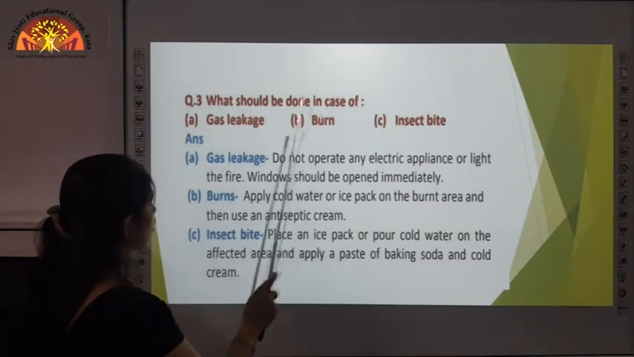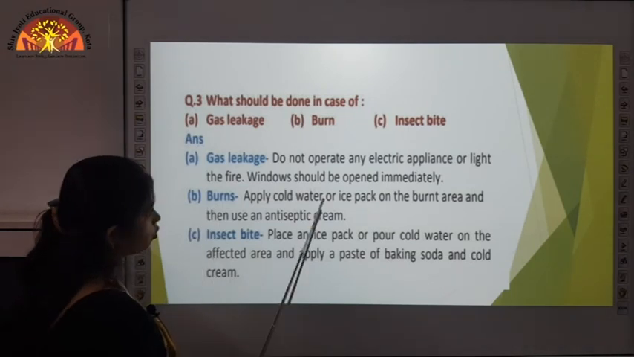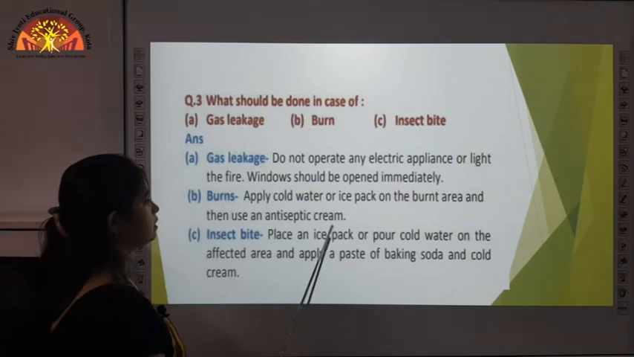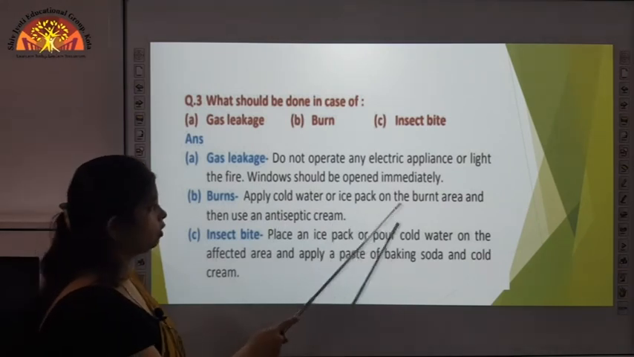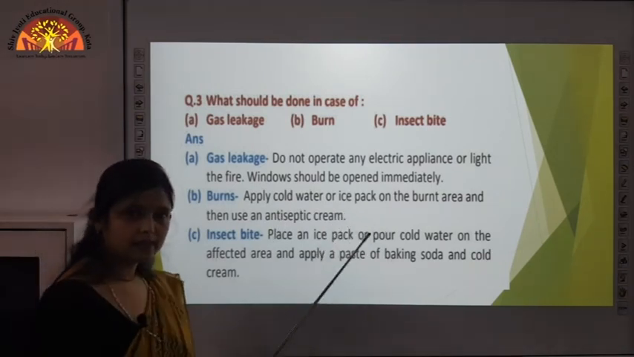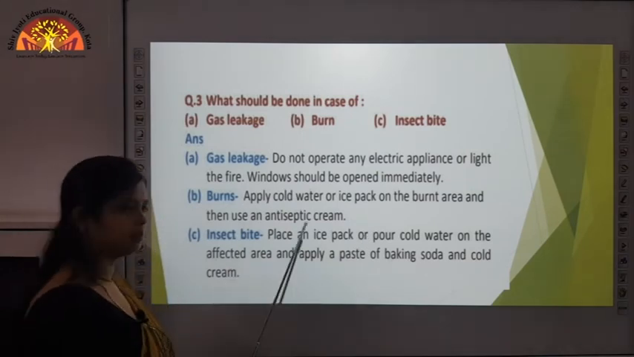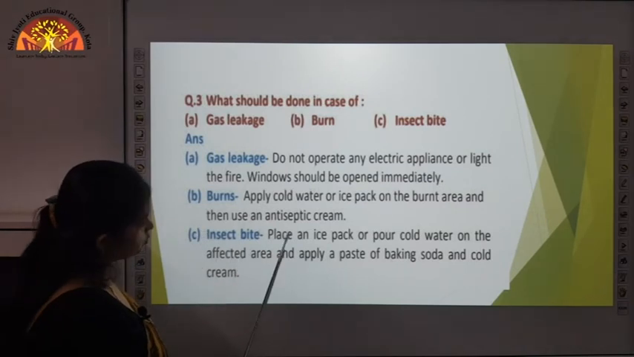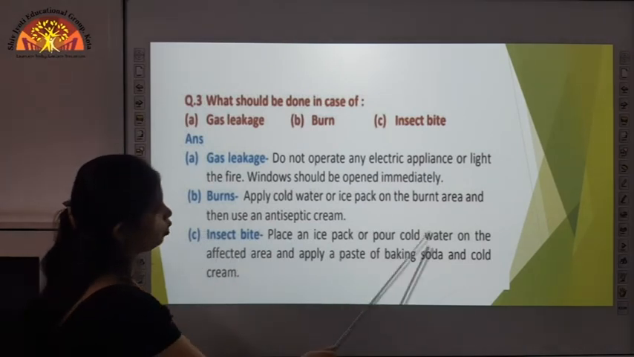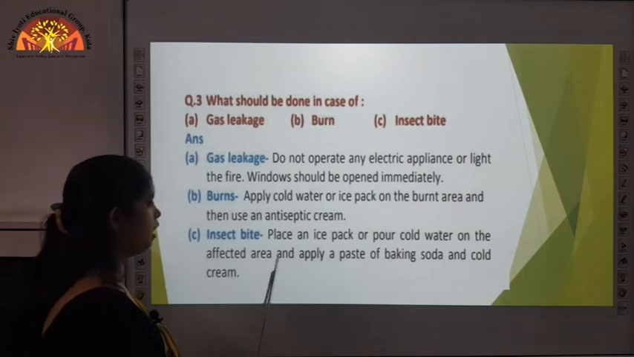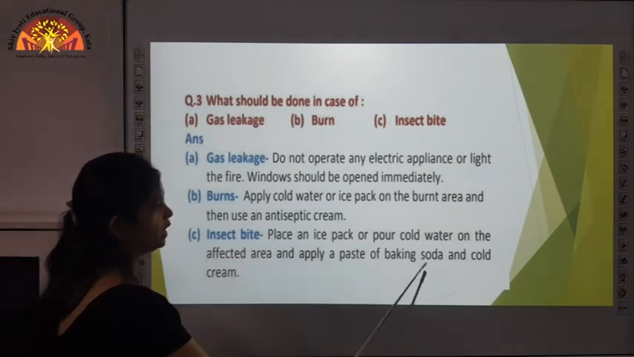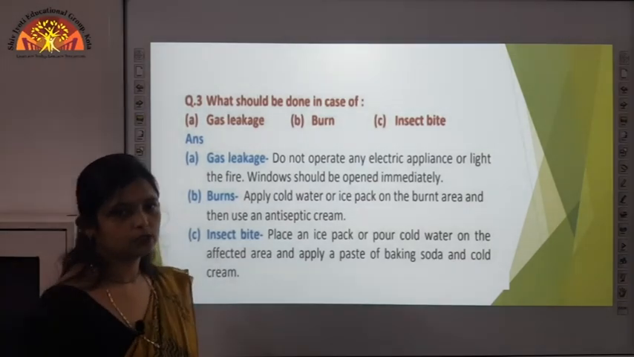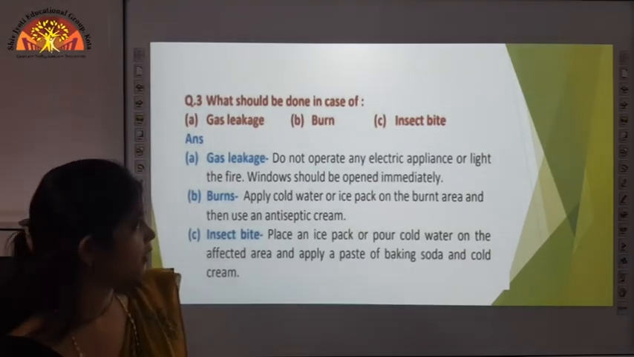Okay, second, burn. So burns, apply cold water or ice pack on the burnt area and then use an antiseptic cream. So cold water or ice pack lowers the burning sensation, and then we can apply antiseptic cream. Third is insect bite. So insect bite, place an ice pack or pour cold water on the affected area and apply a paste of baking soda and cold cream. So this can be done in case of an insect bite.